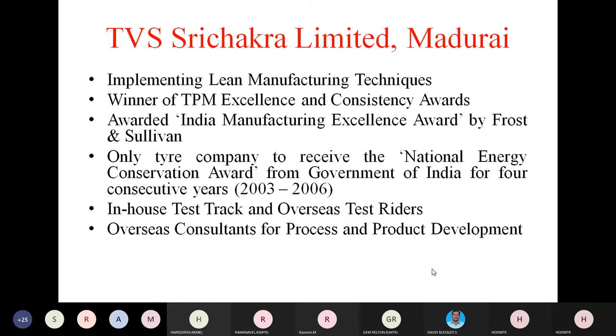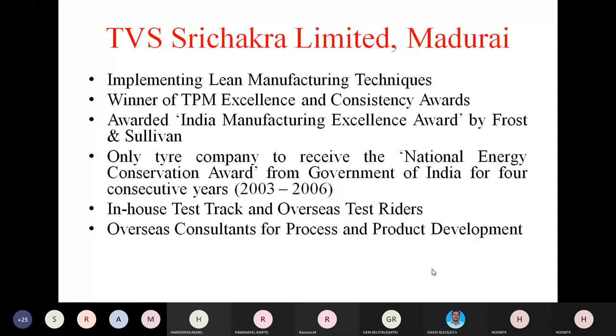four consecutive years. They have an in-house test track for testing the tires being manufactured in both the plants, Madurai as well as Uttarakhand. And since they export the manufactured tires to 60 countries throughout the world, they have some overseas test riders for testing the tires. And throughout the world, they have overseas consultants for process improvement as well as product development. These are some of the achievements. Okay.